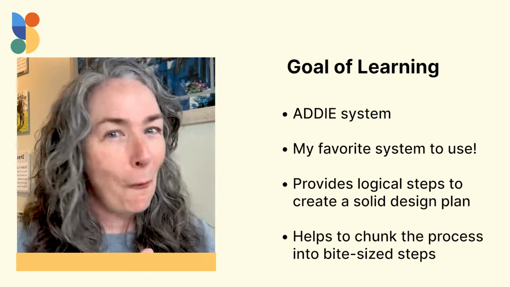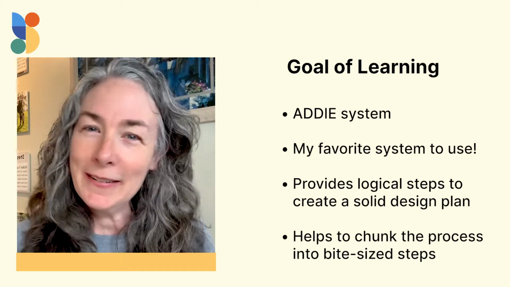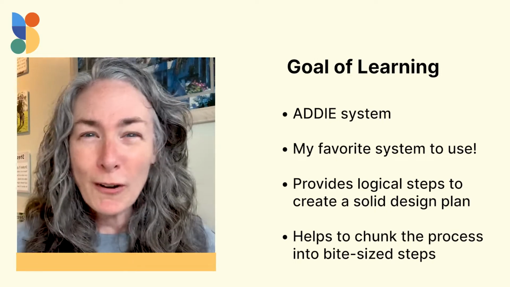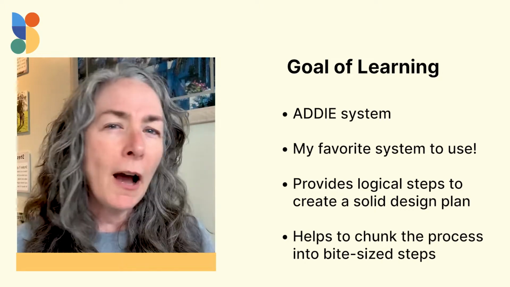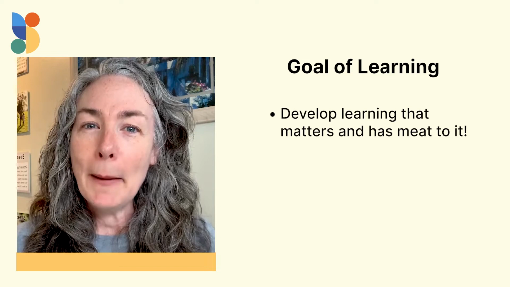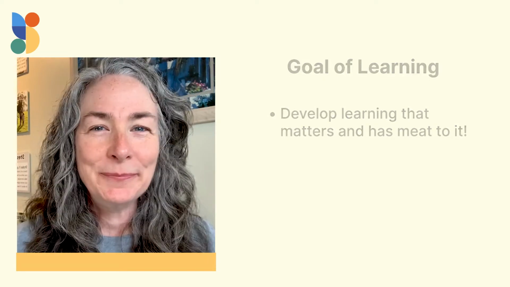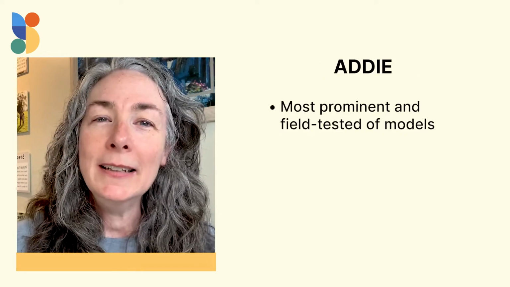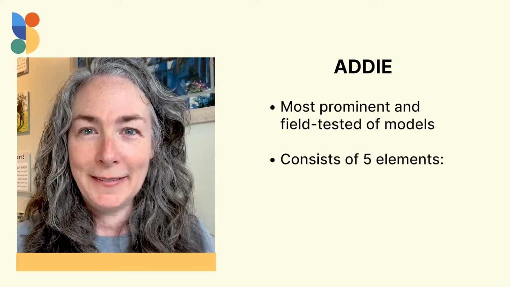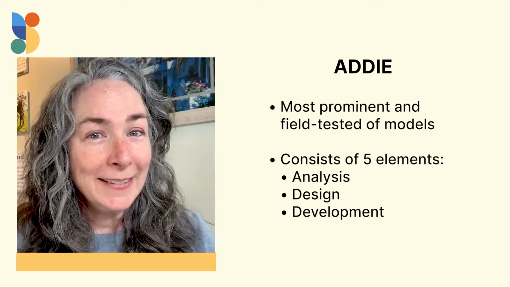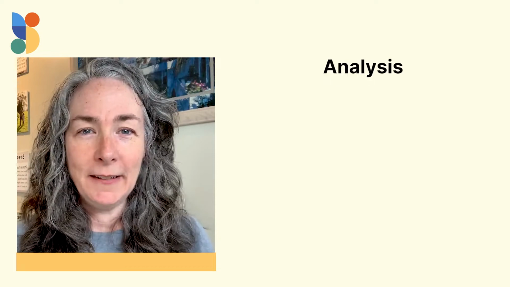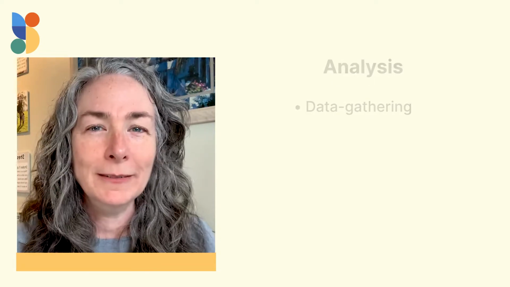I like following one step at a time, digging into it with as much focus as possible, then moving on to the next step. Before long, all 5 steps have been developed and follow a logical progression towards the ultimate goal, which is to develop learning that matters and has meat to it. ADDIE is the most prominent and field-tested ISD model out there, and it consists of 5 elements: analysis, design, development, implementation, and evaluation. Analysis is the data gathering element for this model.